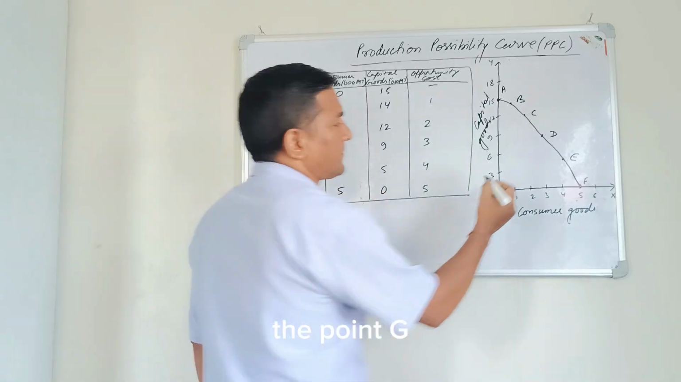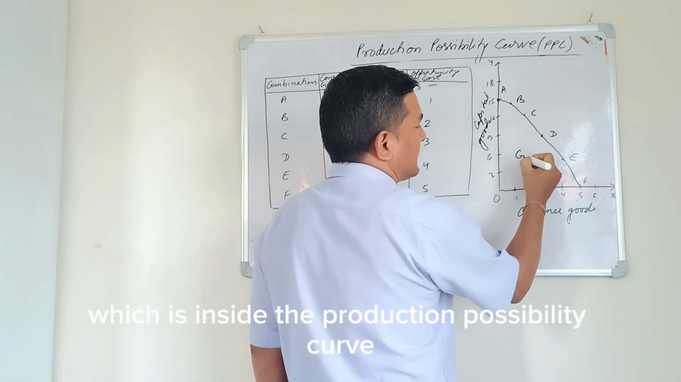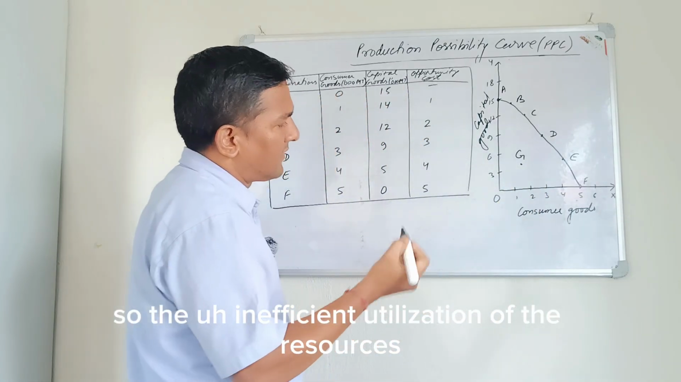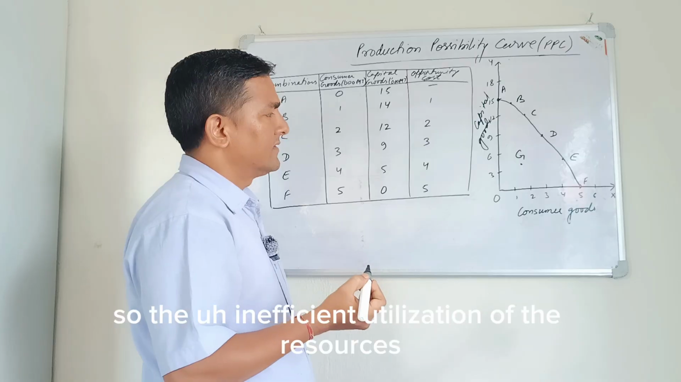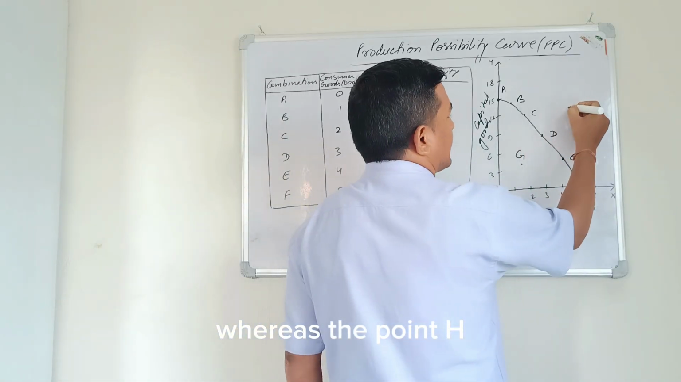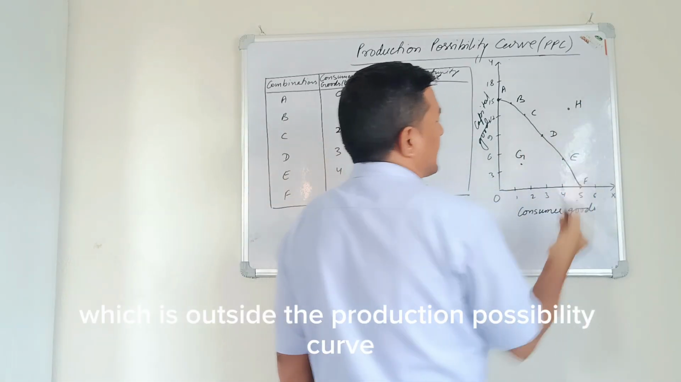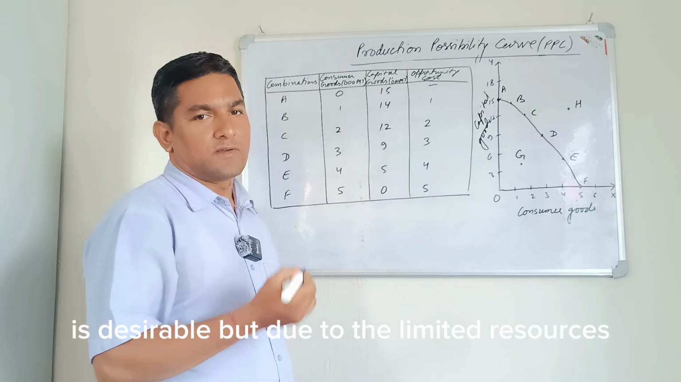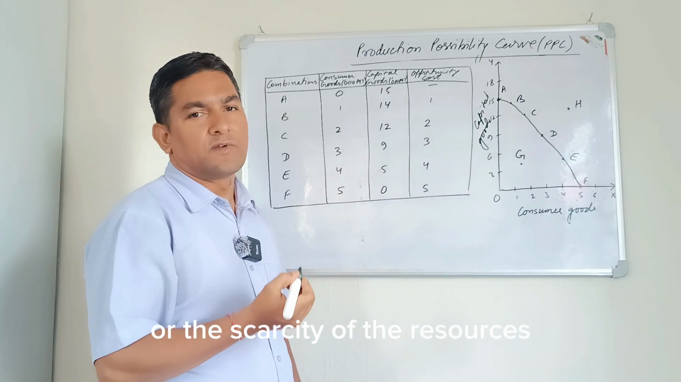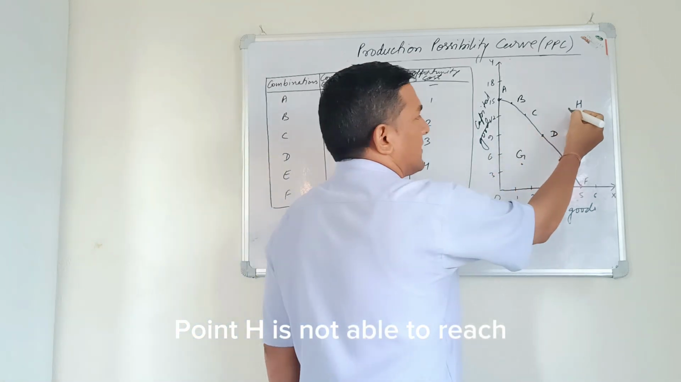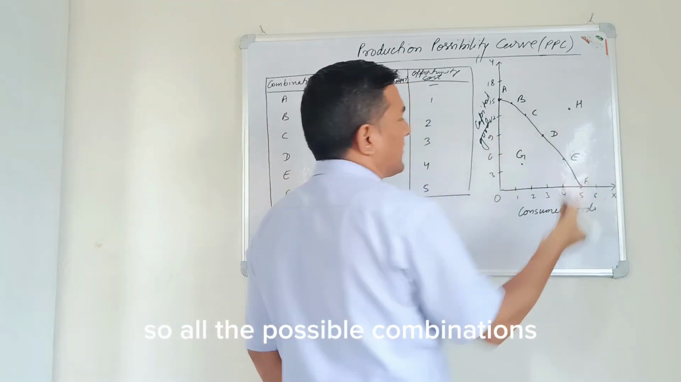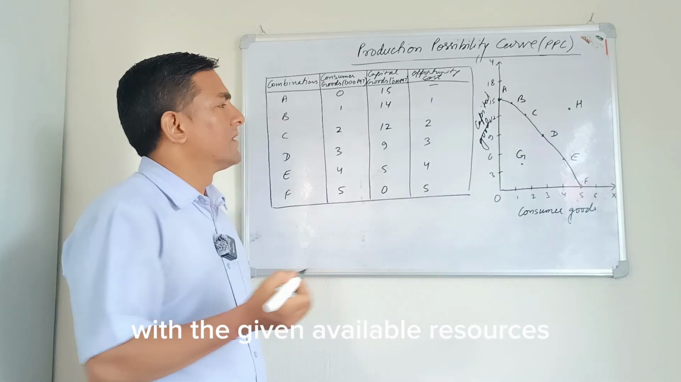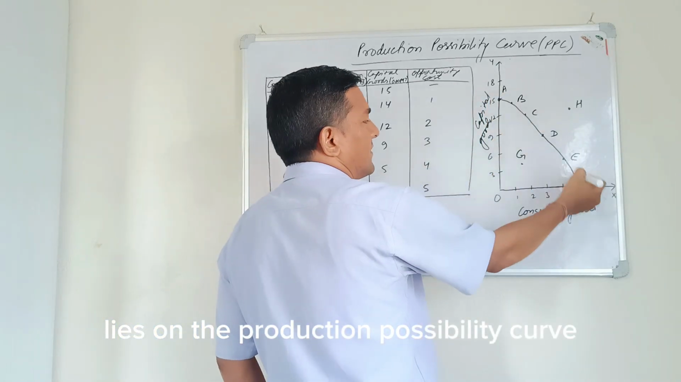The point G, which is inside the production possibility curve, shows the inefficient utilization of the resources, whereas the point H, which is outside the production possibility curve, is desirable, but due to the limited resources or the scarcity of the resources, point H is not able to reach. So all the possible combinations that can be produced with the given available resources lie on the production possibility curve.